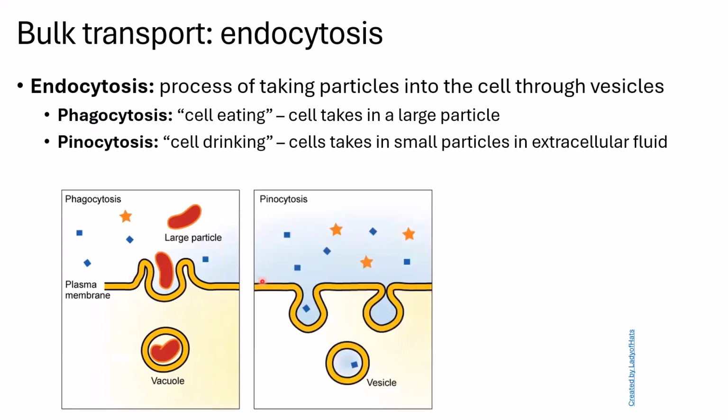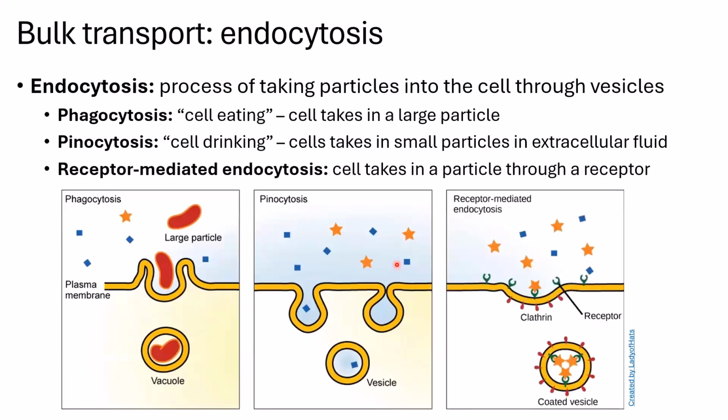The other is pinocytosis, with pino referring to drinking. This occurs when a cell takes little sips of its extracellular environment. Third is receptor-mediated endocytosis. This form of endocytosis involves a receptor that recognizes a particle, leading to a coated vesicle being formed.